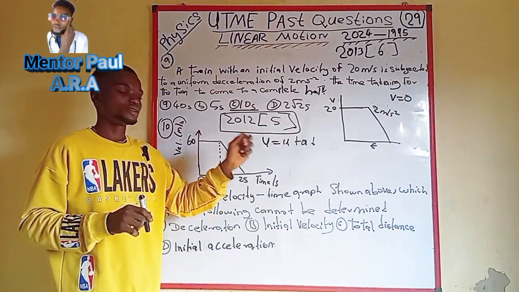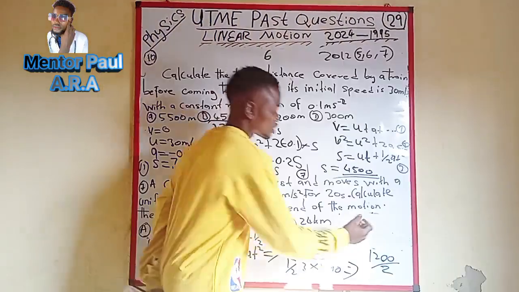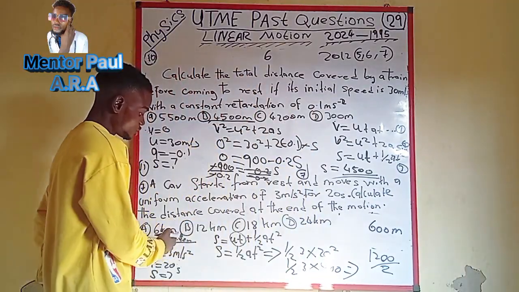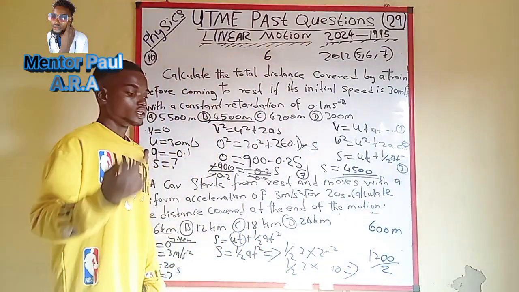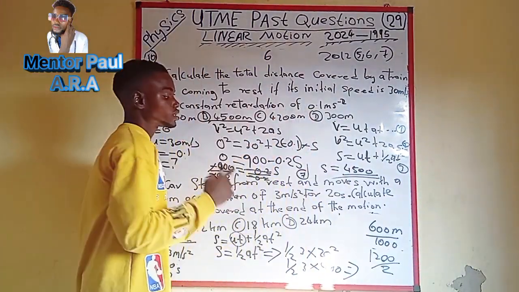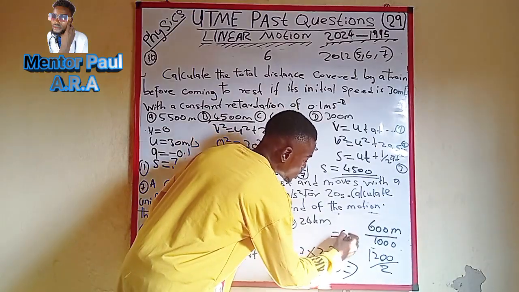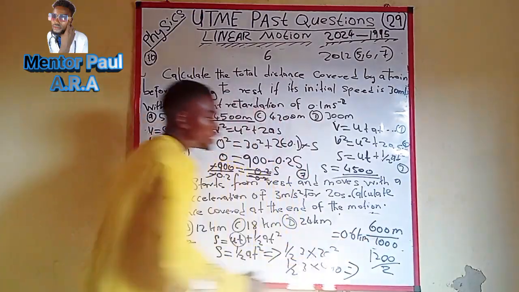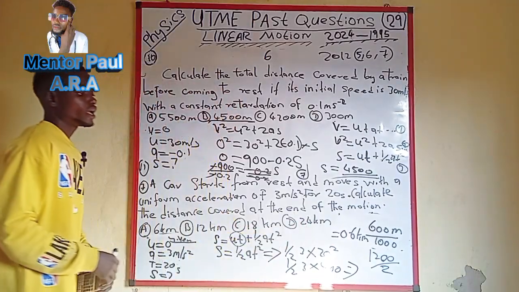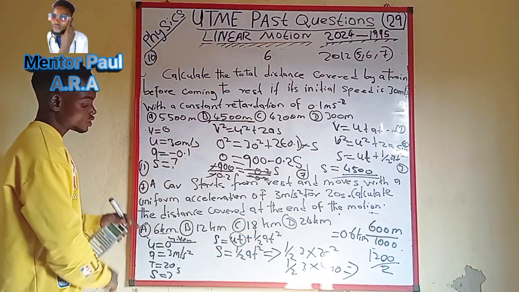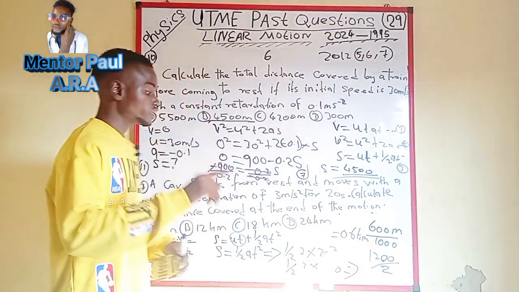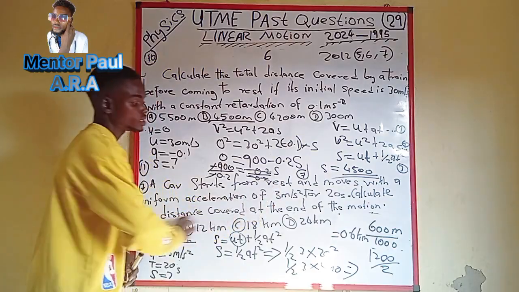Now, let's move to another question under this 2012 paper. 600 meter. If you look at the options, you have them in kilometer. To change it to kilometer, divide by 1,000. Dividing by 1,000 is going to give you 0.6 kilometer. If you look at the options, you have 6 kilometer, 12 kilometer, 8 kilometer, 24 kilometer, and this value you got is not in the options. So the options are not correct.